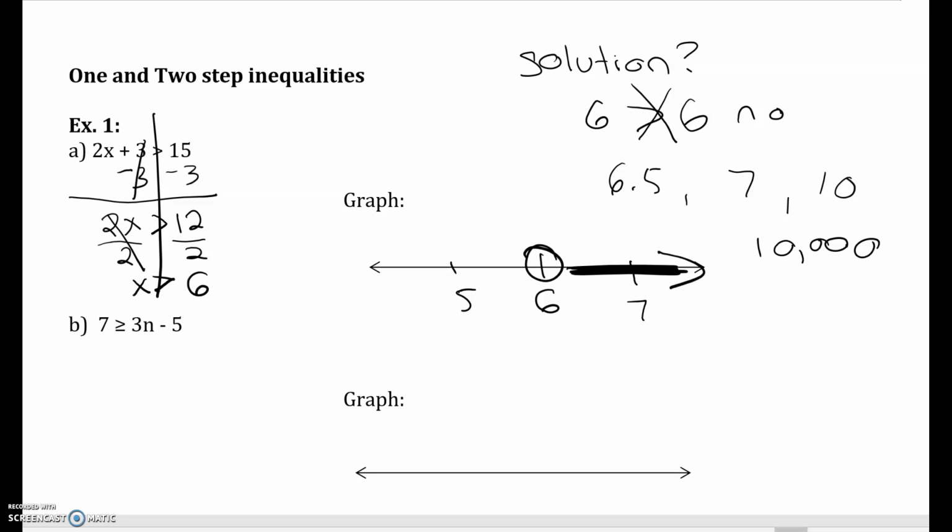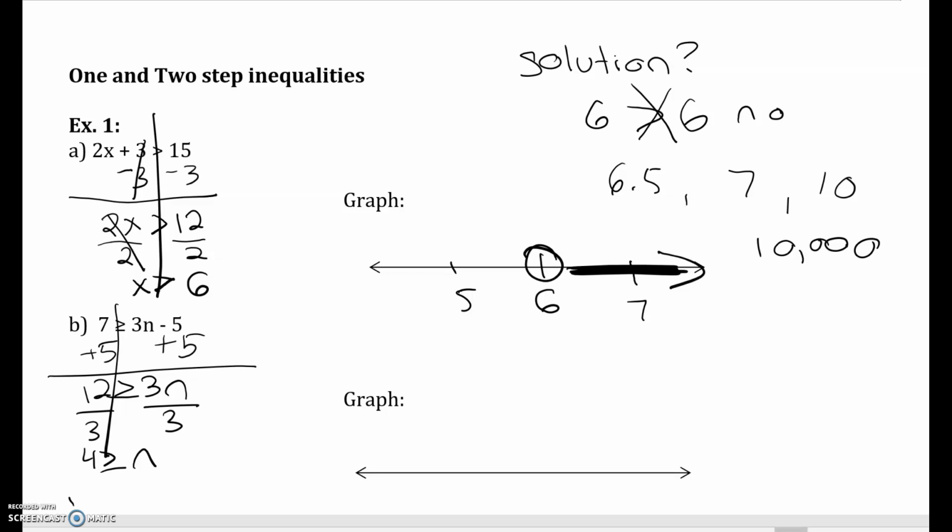Okay, so next, go ahead and we'll do the next one. We have our line. And again, we add or subtract before we multiply or divide. So here I'm going to add 5 to both sides because I'm trying to get that 3n by itself. Okay, 7 plus 5 is 12, which is greater than or equal to 3n. Again, to cancel the 3, because I'm multiplying, I divide. And I get 4 is greater than or equal to n. And then I'm going to go ahead and rewrite it like I did on the first page. N is, small side goes at the end, less than or equal to 4.